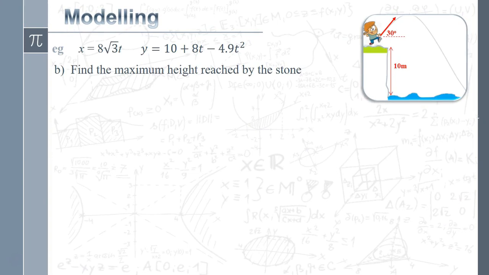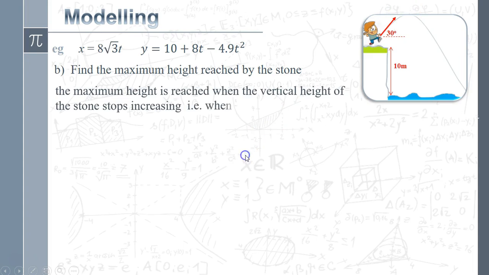Okay, on we go to part B. It says find the maximum height reached by the stone. So we want this maximum height here. What we've got for our equation in terms of vertical height is a parabola, a quadratic. And clearly the maximum height is going to be this top point here.